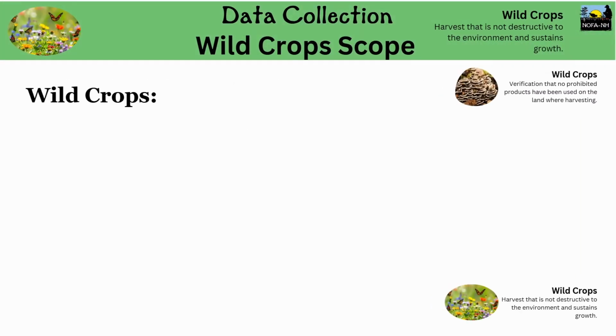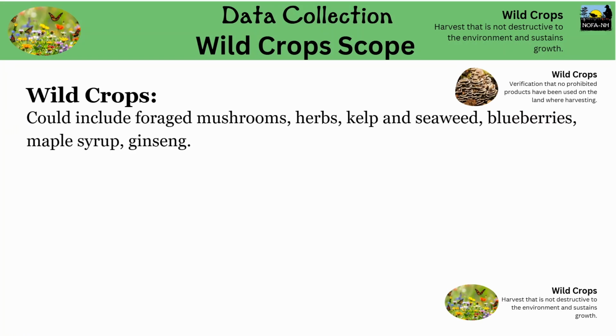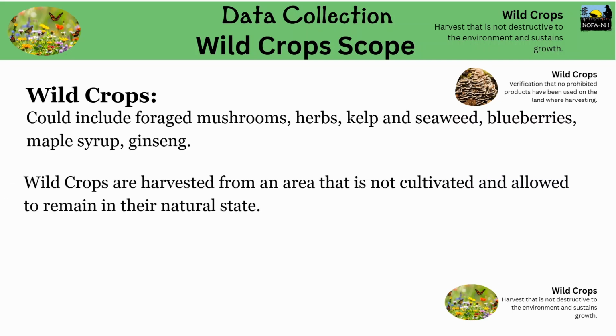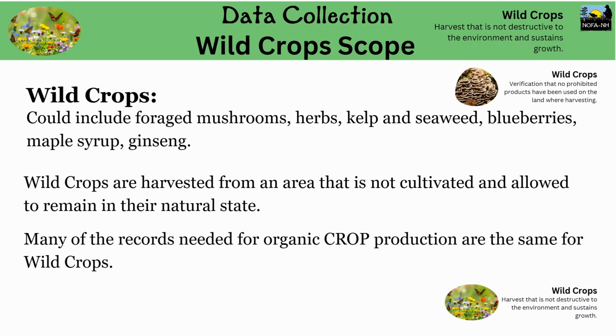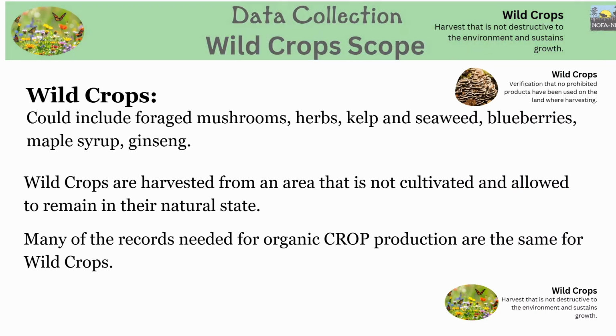Let's take a minute to talk about the wild crops scope. This scope includes things that are wild foraged, meaning not in a cultivated setting. For instance, mushrooms, fiddleheads, wild foraged herbs, crops that are not planted in specific areas that are tended by a farmer. These are plants that are allowed to grow wild. All the records discussed so far can apply to wild crops as well. A few additional records for wild crops are needed.